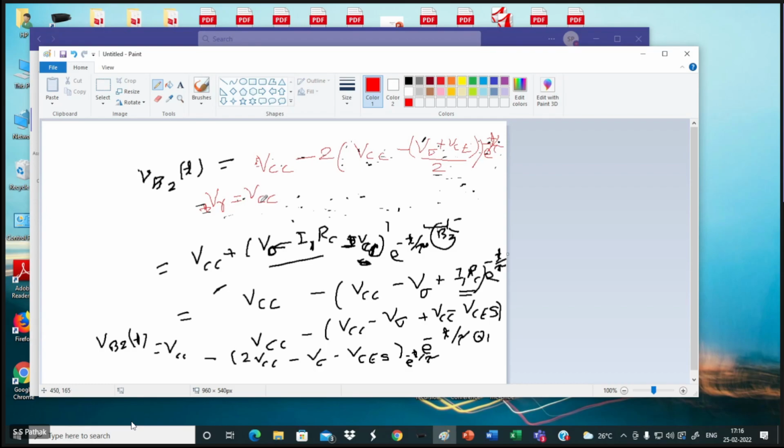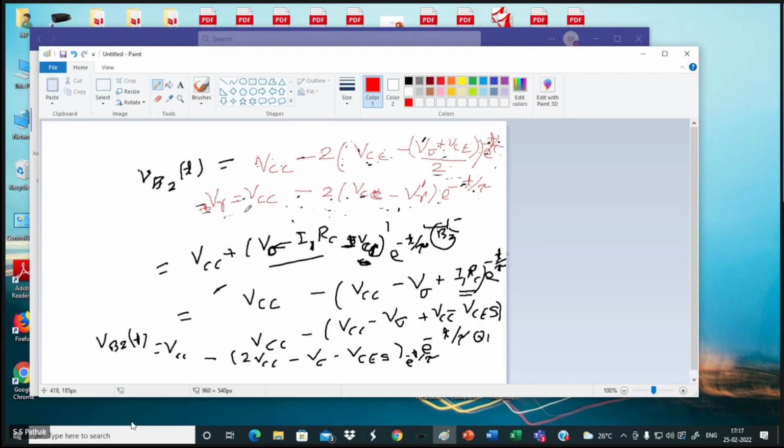So V gamma is your VCC minus 2 into VCC minus, I can approximate V gamma plus VCE divided by 2, this average, as very close to V gamma. This can be approximated. And e to the power minus t by tau. Closely it is approximated. This average is coming close to your V gamma. Okay, I can put V gamma dash, it's close to that. So VCC minus V gamma will be 2 into this thing.